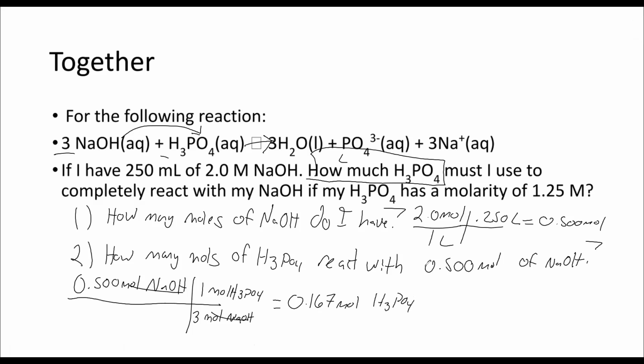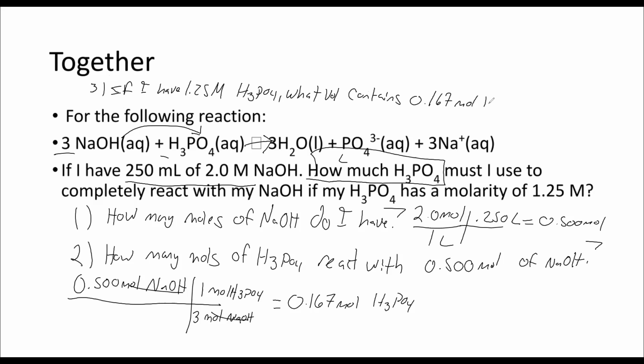So when you have 250 milliliters of 2 mole NaOH, according to this reaction, that can react with 0.167 moles of H3PO4. All right, my third question, which I'm going to put at the top because I'm running out of space, is: if I have 1.25 molarity H3PO4, what volume contains 0.167 moles of H3PO4?